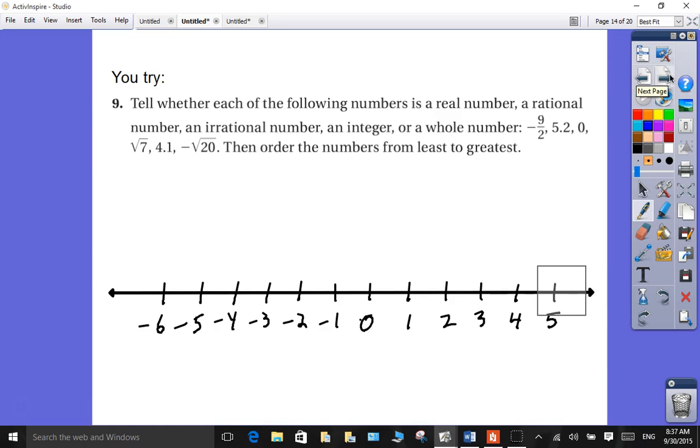So you try to do the same thing here. First you could say, for these six numbers, which sets are they in? And then try to put them in order.